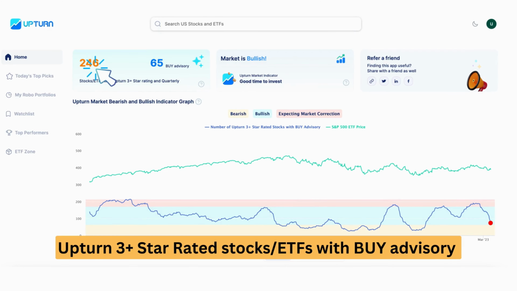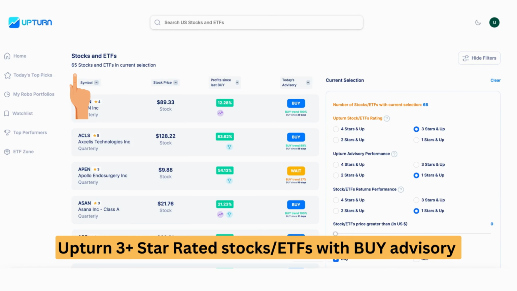The dashboard also lists a curated card on the top left. This card displays the total number of Upturn 3+ star rated stocks and ETFs from the list of stocks and ETFs for which Upturn advisories are provided. This curated list also provides the number of Upturn 3+ star rated stocks with a buy recommendation. Users can click on the buy advisory number to directly access the filter. This shows all the Upturn 3+ rated stocks and ETFs with a buy advisory.